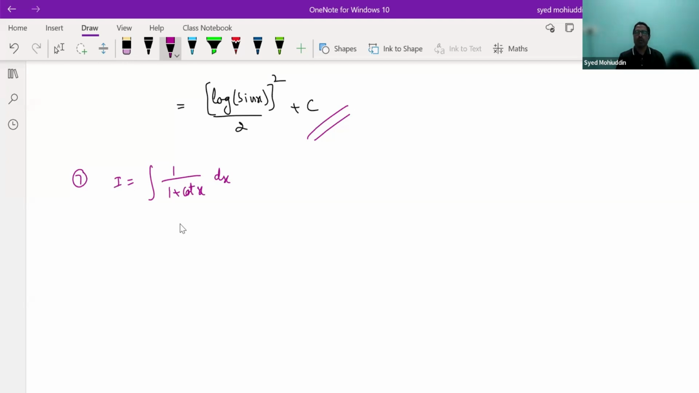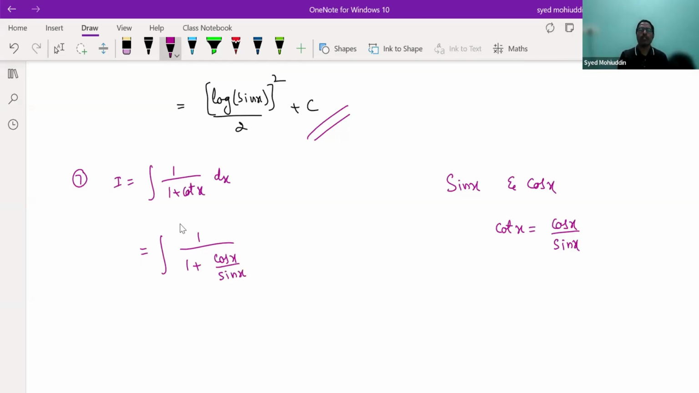But working with cot x is again very difficult, so it becomes very lengthy. So we'll try to avoid that one. Whenever you get tan and cot, the best way is to work with sine and cos. So how to write this cot x value? Cot x can be written as cos x by sin x. So we are converting cot into cos and sine so that we can find the solution easily. So cot x becomes cos of x by sine of x, into dx.